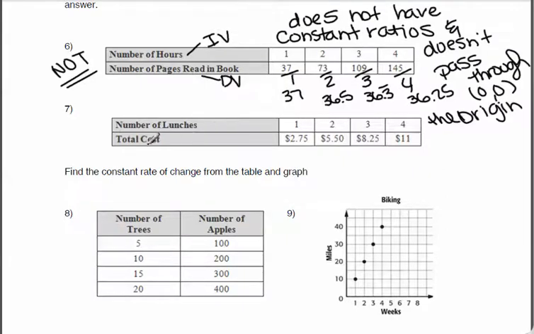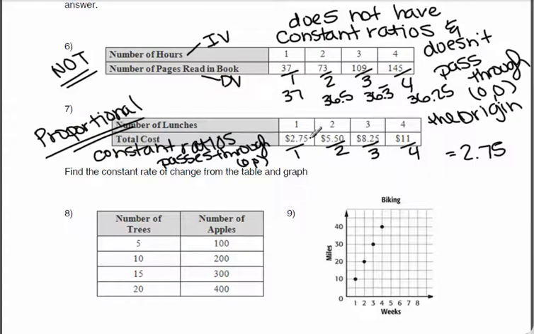Okay, what about number 7? This one, we divide this by 1, this by 2, this by 3, this by 4, and all of them equal 2.75. So in this case, it does have constant ratios. And if we went back $2.75, we would be at 0, 0, so it passes through the origin.